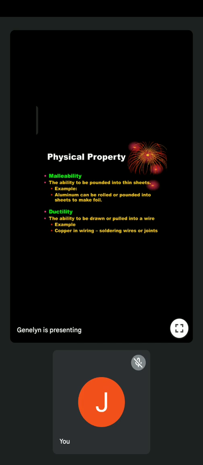Malleability. The ability to be pounded into thin sheets. Example, aluminum can be rolled or pounded into sheets to make foil. Ductility. The ability to be drawn or pulled into a wire. Example, copper in wiring, soldering wires or joints.